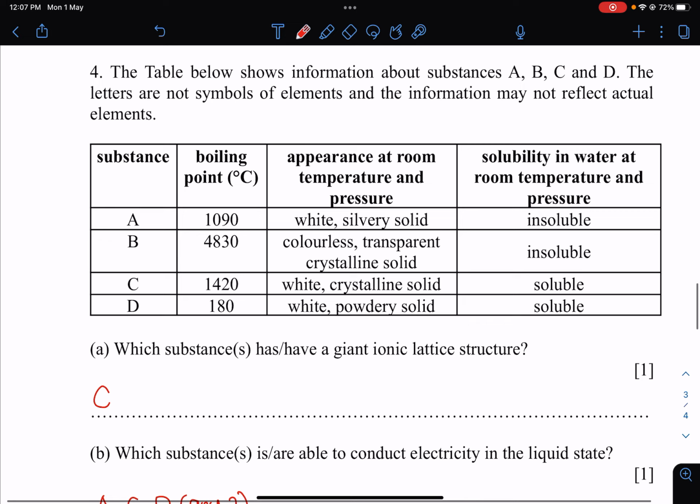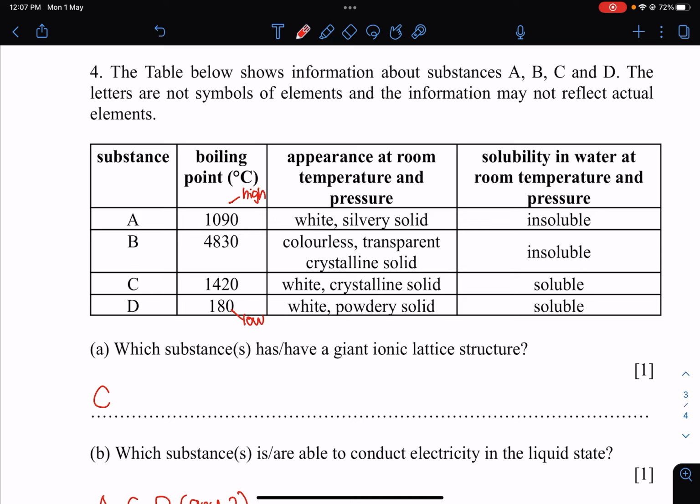Okay, let's look at substance A. Boiling point 1090, usually we'll just classify this as high. There is no hard and fast rule about what temperature actually constitutes a high or low boiling or melting point. It's more of a comparative kind of thing, by comparison to the others. In this case, I can see that I have 1000, 4008, 1004, and 180. The 180 is definitely low compared to the rest.